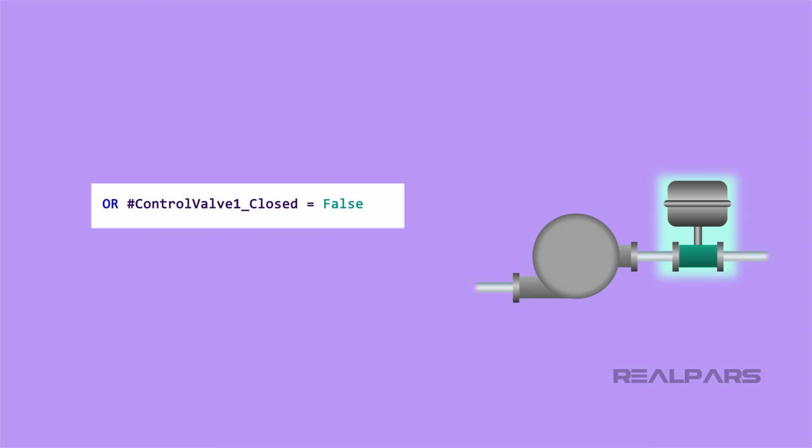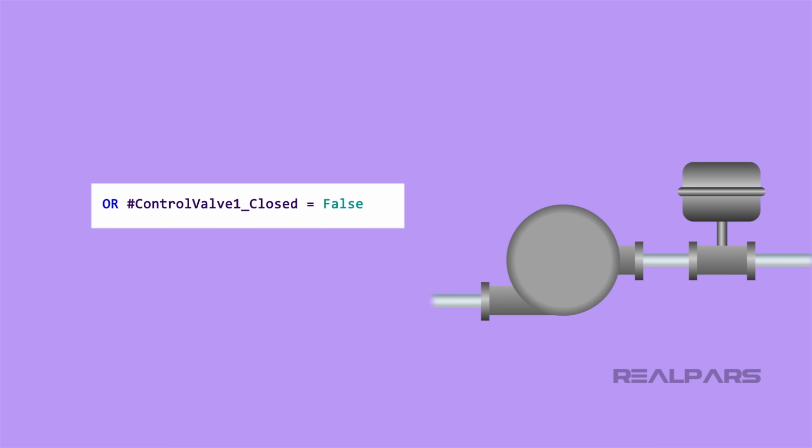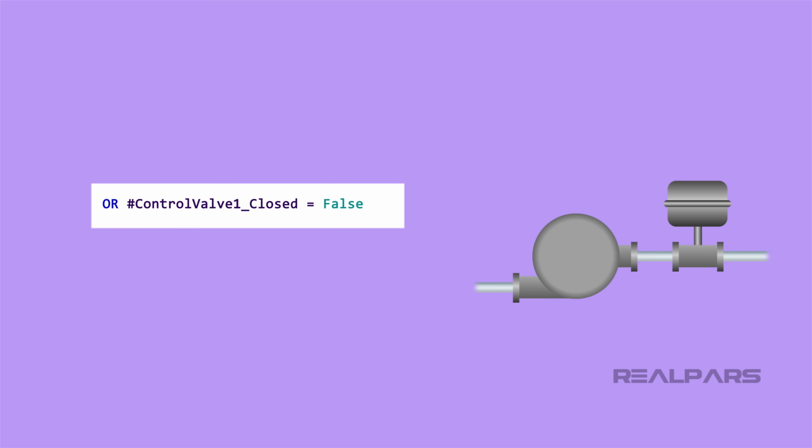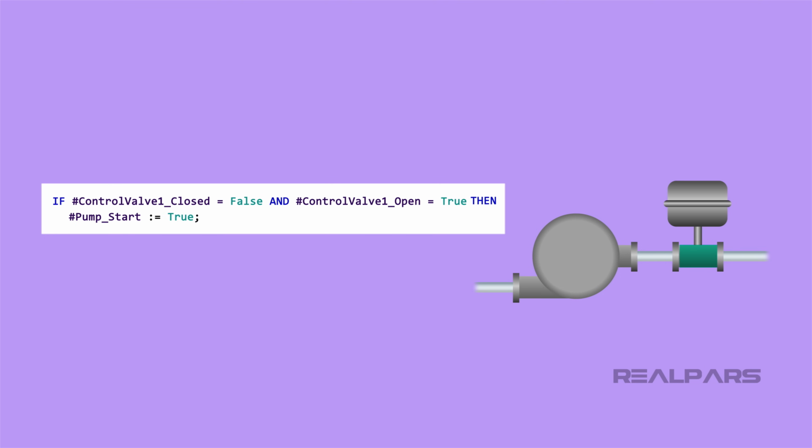Let's create a simple statement in structured text to turn on a pump when the control valve is open. First, let's start by evaluating the state of the control valve. You will want to ensure that the valve is open by using this statement: if control valve 1 underscore closed is false, and control valve 1 underscore open is true. With this statement, you have evaluated that the control valve is not closed and that the control valve is open. Now, let's turn on the pump. To do this, you will add then pump underscore start is true to the statement.